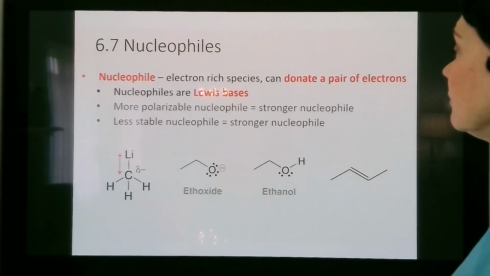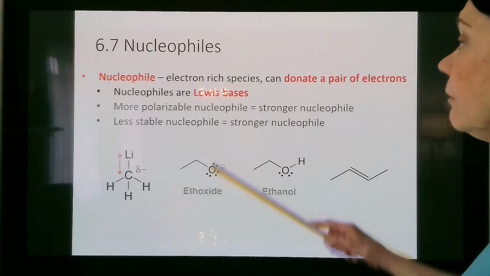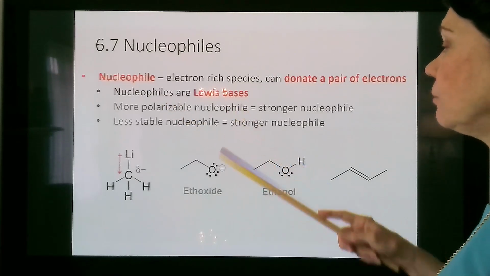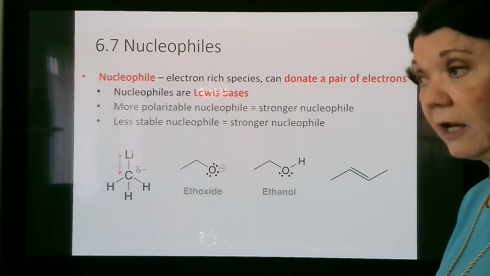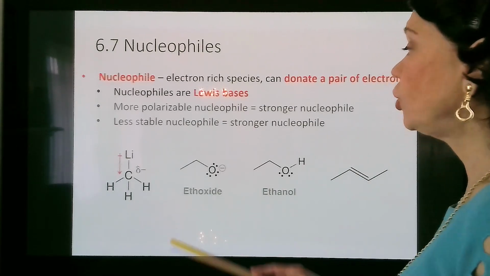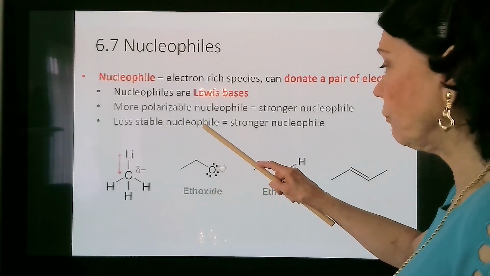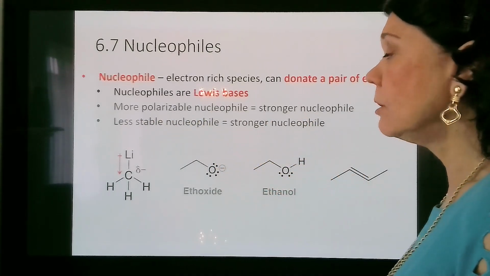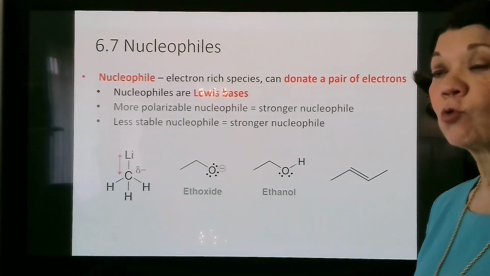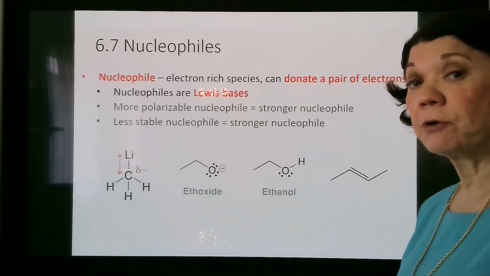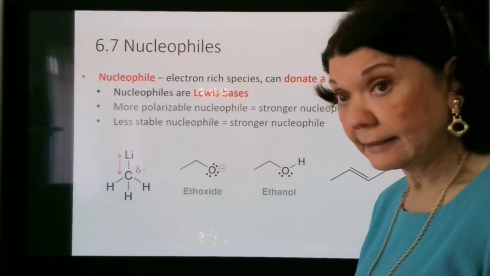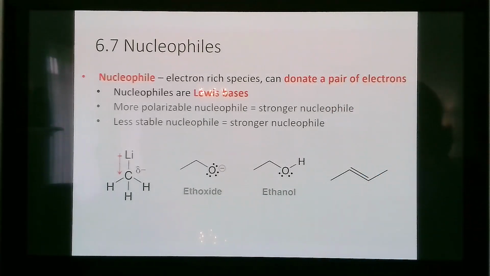So nucleophiles can donate a pair of electrons. They are Lewis bases. The more polarizable nucleophile will be a stronger nucleophile, and that will become important in the next chapter. You will have to know that in the next chapter. Also, the less stable nucleophile will be a stronger nucleophile. Remember that stability and reactivity are inversely related. So a nucleophile that is less stable is more reactive, as in any other situation.